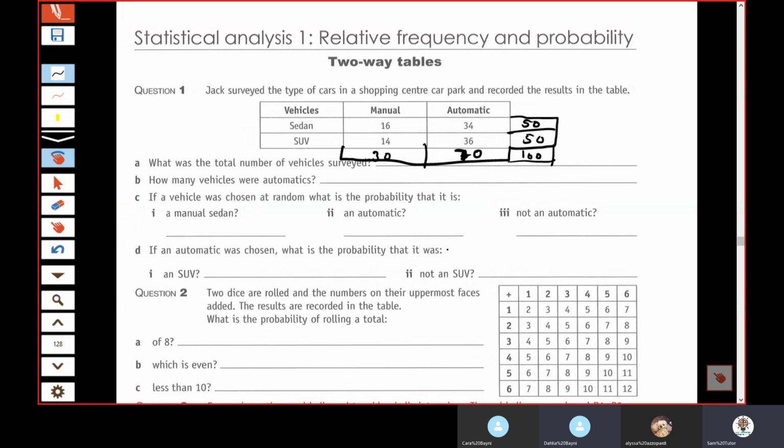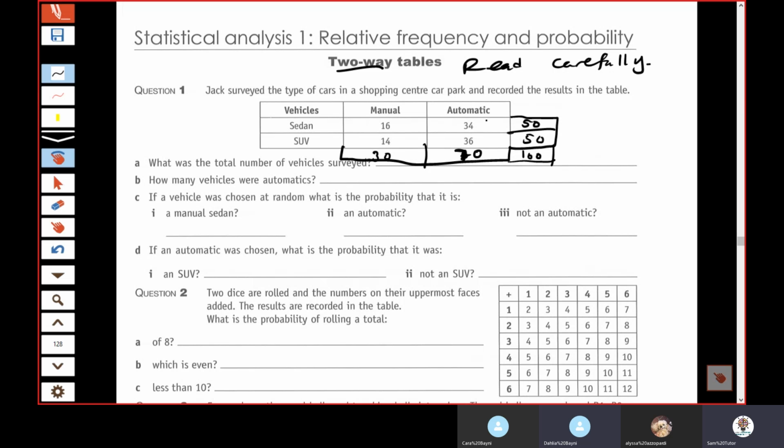Now, it is really important with two-way tables to read carefully, because there's a time when you're just going to write 34 out of 50 compared to 34 out of 70 compared to 34 out of 100. And that's where obviously the confusion is with two-way tables. Students just don't get that. So just be aware of it. I've already told you in advance.